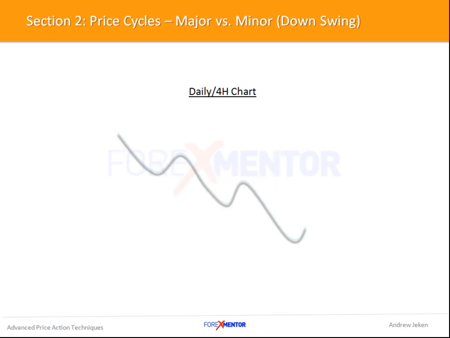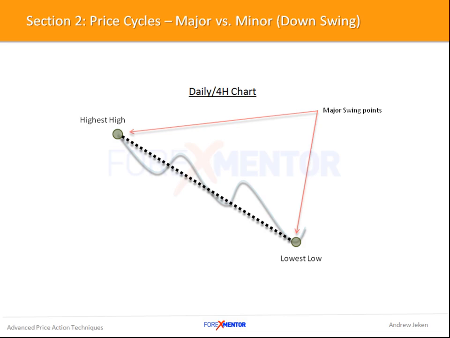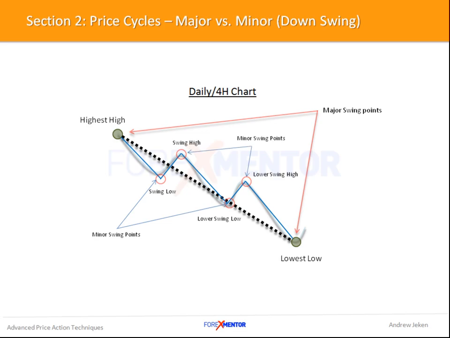If we have a look at price cycles now, major versus minor in a downswing example, once again we identify our highest high and lowest low. These are our major swing points. And if we follow price down, you can see we have a swing low, a swing high, a lower swing low. These are our minor swing points. And a lower swing high. And you can see on the top side, these are our minor swing points.